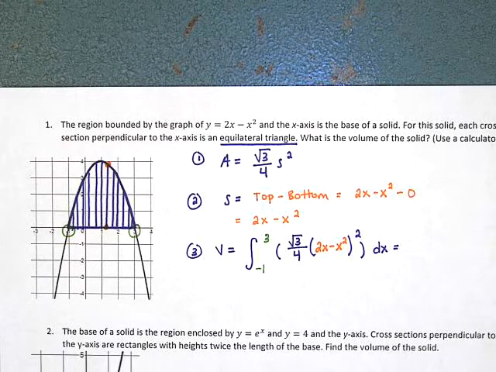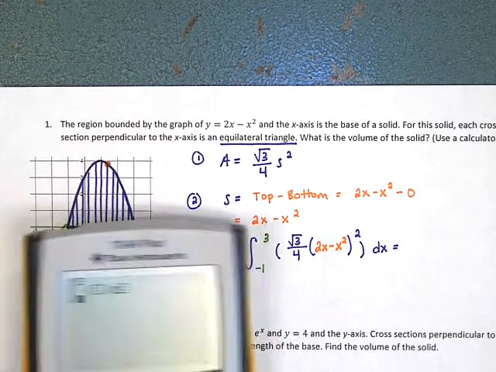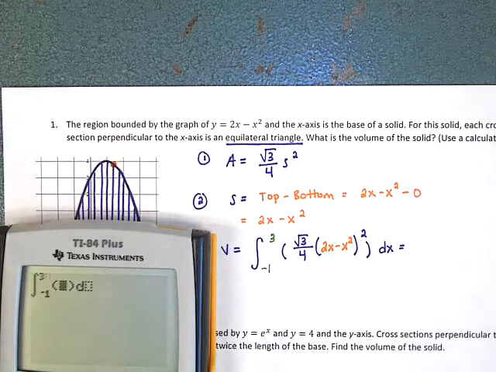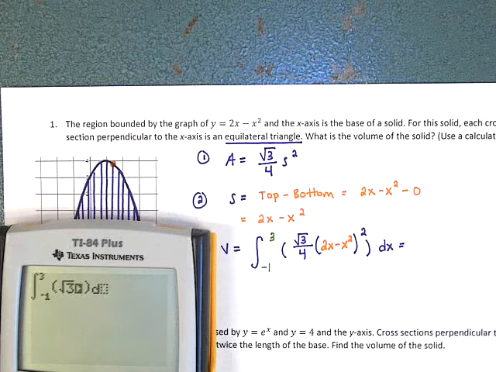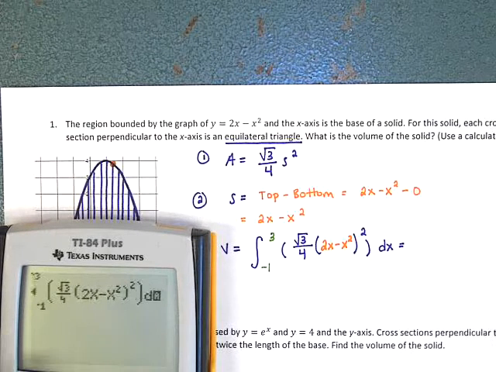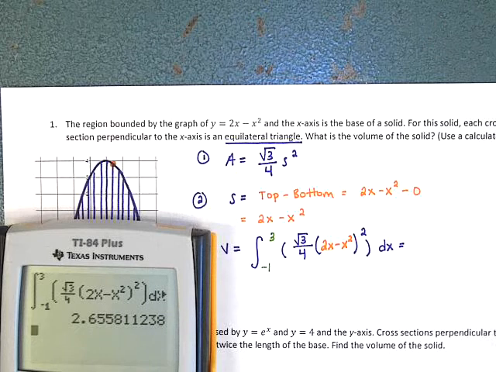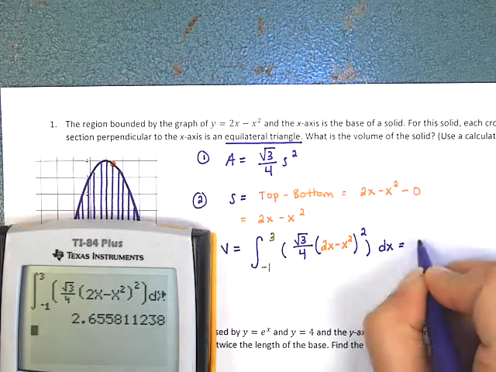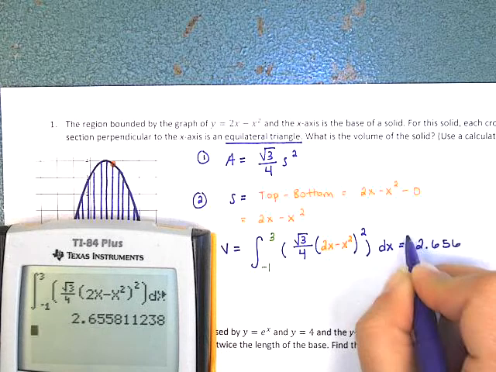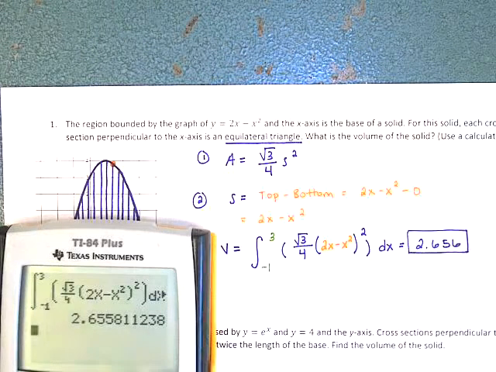And when I do that, I get Math 9, integral from -1 to 3 of the square root of 3. Let me try that again. Math 9, integral from -1 to 3. Let me start by making a fraction of the square root of 3 over 4, and then parentheses 2x minus x squared, there we go, dx. And my answer should be 2.656. And that would be the volume of this figure that I'm building.